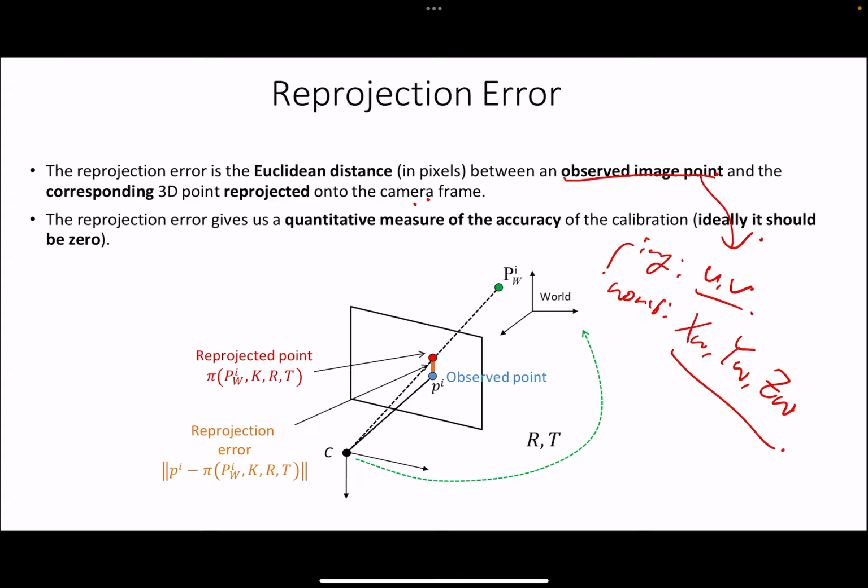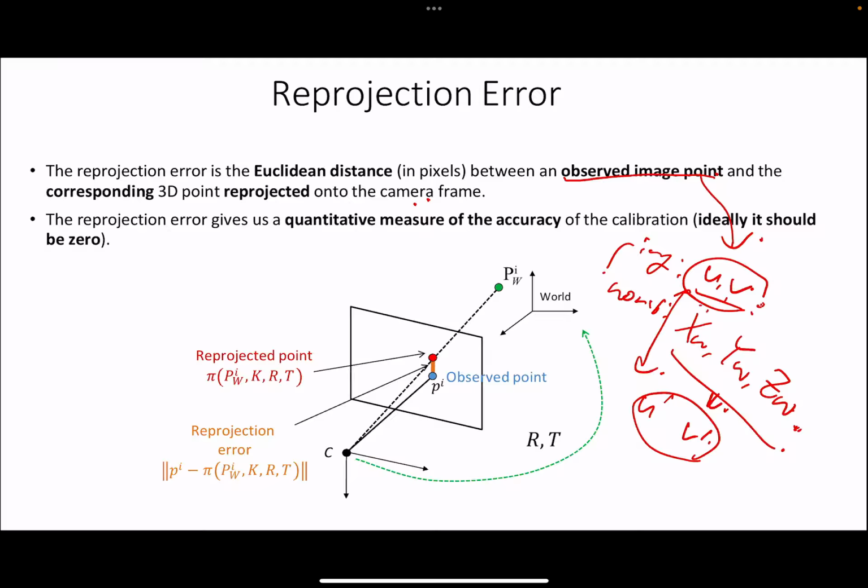So then we can convert this world coordinate system to the camera coordinate system, and then further transform the camera coordinate system to the image coordinate system. Then we can measure the pixel distance between this one and, let's denote it by u prime, v prime. We measure the distance between u, v from the image pre-processing algorithm and u, v from the projection, right? This is actually the reprojection error.